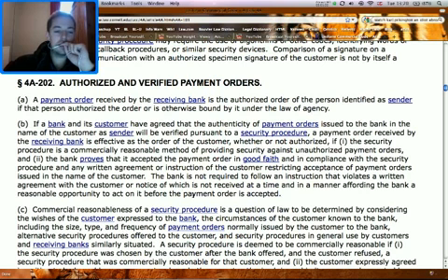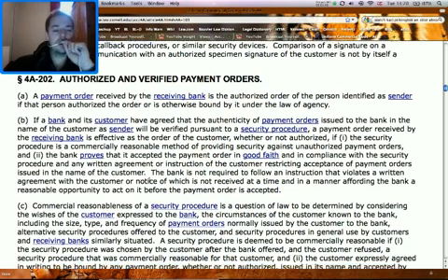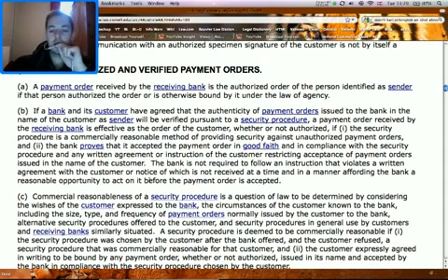The security procedure is a commercially reasonable method of providing security against unauthorized payment orders, and 2. The bank proves that it accepted the payment order in good faith and in compliance with the security procedure and any written agreement or instruction of the customer restricting acceptance of payment orders issued in the name of the customer.